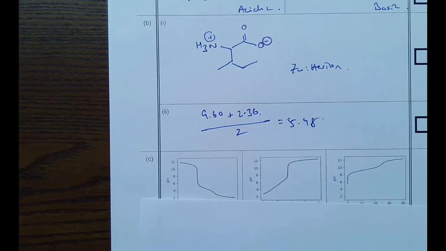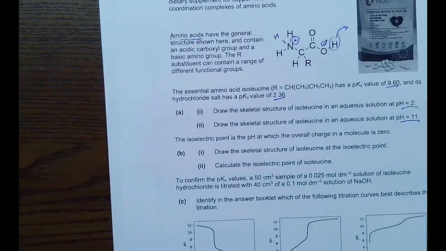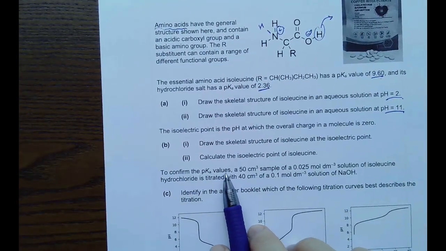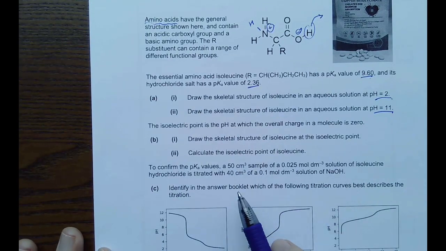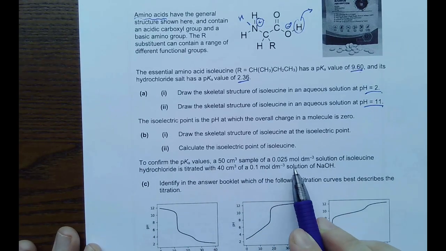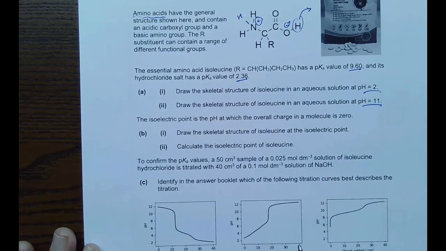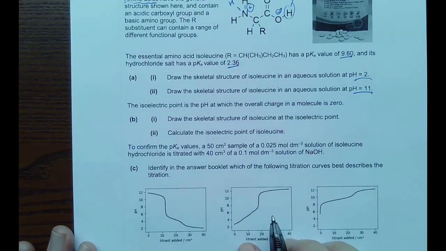Okay, and then we are told to confirm the pKa values. A 50 centimeter cube sample of 0.025 solution of isoleucine hydrochloride is titrated with 40 centimeters cubed of a 0.1 mole diluted solution of sodium hydroxide. Okay, so let's think very carefully about what's happening here.